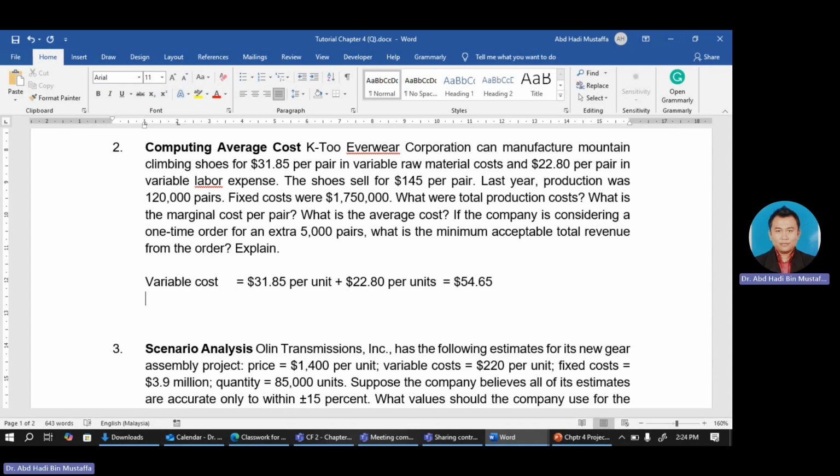Remember, like I told you earlier, if you have one variable cost, you just take it as one variable cost. If you have two variable costs, you need to add up the two variable costs. If you have three variable costs, you need to add up all three variable costs.